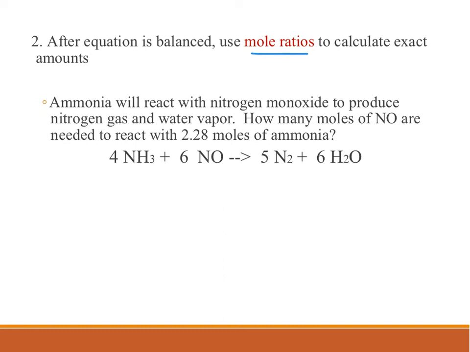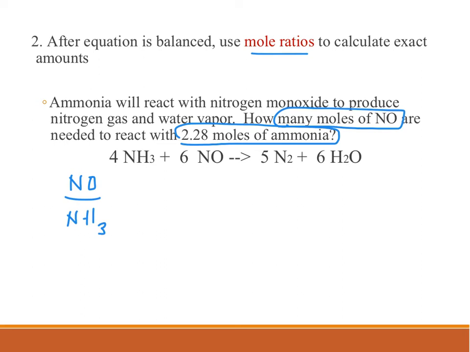So again, we're looking at how many moles of nitrogen monoxide, so that's going to be our X, and it's going to be reacting with these 2.28 moles of ammonia. So again, as I said, start over here and make a little cheat sheet. So we'll just put nitrogen monoxide and ammonia are the two things that we're comparing for here. So I'm just making myself a little note on the side.